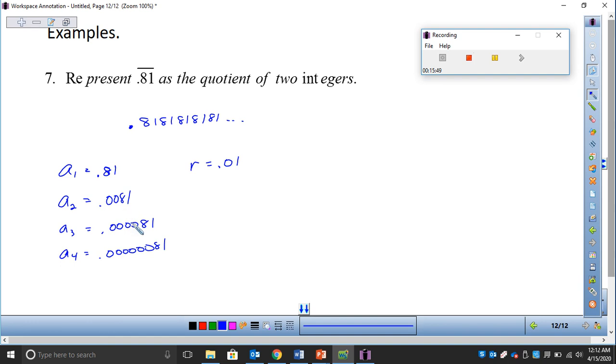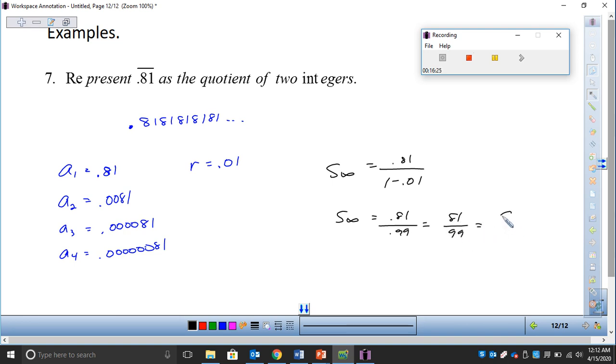That'll give me, adding these zeros again, this will go on forever clearly. It's repeating. So our ratio is 0.01. Our a sub 1 is 0.81. We have our formula. S sub infinity, again, this is the method that I want to see used, equals 0.81 divided by 1 minus 0.01. So S sub infinity equals 0.81 over 0.99. We can get rid of the decimals if we want. 81 over 99, which is going to reduce to 9/11.